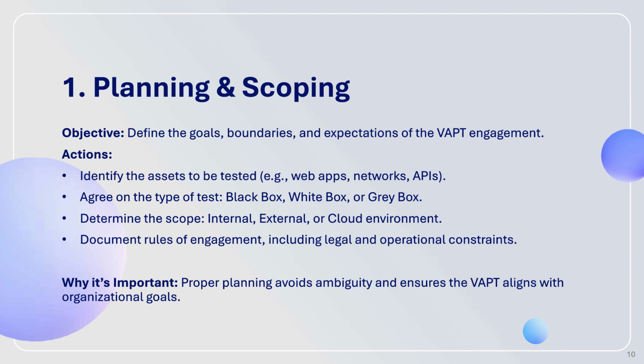Then why is planning and scoping important? Proper planning ensures everyone is on the same page. It eliminates ambiguity, aligns the testing with the organization's goals, and avoids wasting time or resources. For example, imagine you are tasked with testing an e-commerce site. If you don't clearly define whether the scope includes internal databases or just the public facing website, you could miss crucial vulnerabilities or overstep boundaries. So, planning and scoping aren't just a formality, they are the backbone of a successful VAPT engagement.